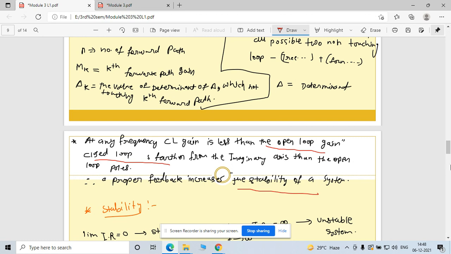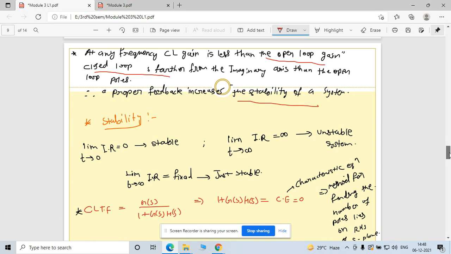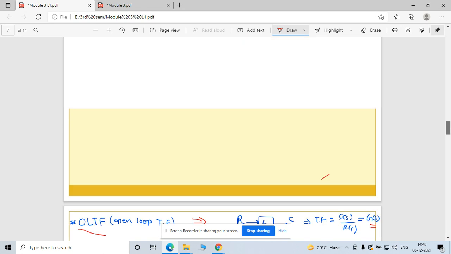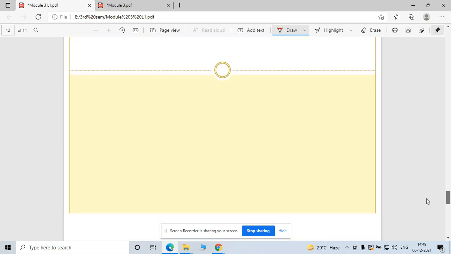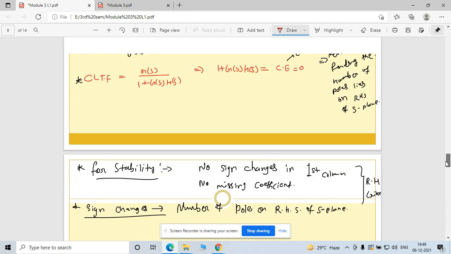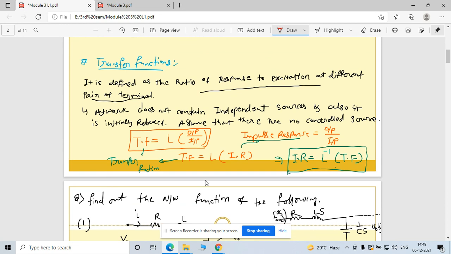So this is a simple term. Now how do we define stability? Simple: for any system, the impulse response is nothing but the Laplace inverse of the transfer function. Impulse response is nothing but the Laplace inverse of the transfer function, or you can say it is the function of output upon input in the time domain. The transfer function is the Laplace transform of output upon input.